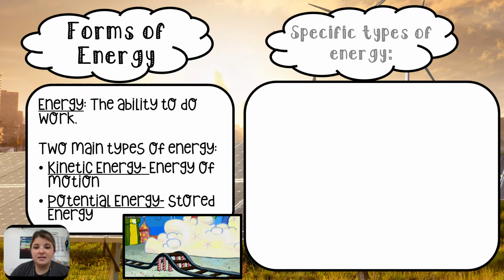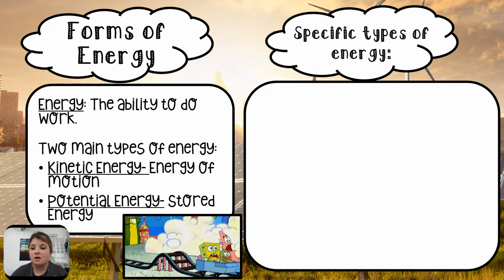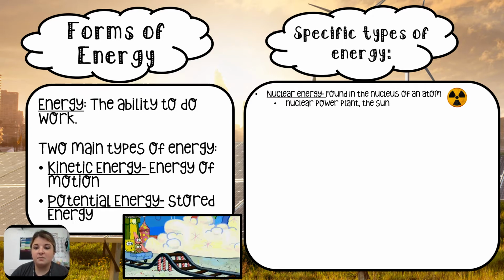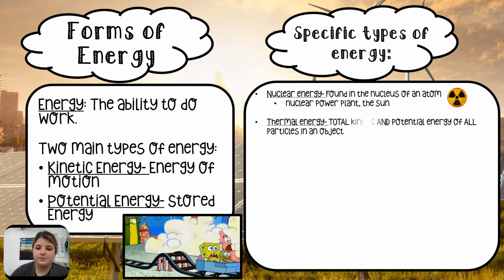What we have next is the more specific types of energy. So kinetic and potential are our big, broad kinds, and then within kinetic and potential, we have more specific ones. First up, we have nuclear energy, which is found in the nucleus of an atom. Some examples of this are nuclear power plants. This is not just any power plant, this is specifically a nuclear power plant. And also the core of the sun is made up of nuclear energy.